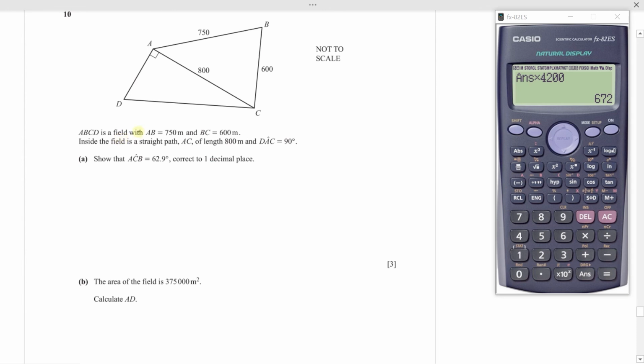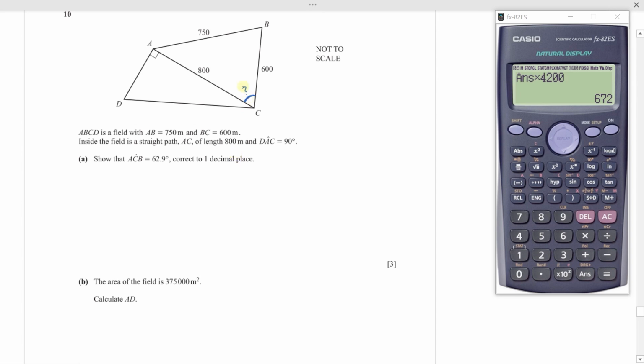Question number 10. ABCD is a field. You're given these lengths 750, 800, and 600. This angle is 90 degrees. Show that angle ACB is 62.9 degrees, correct to 1 decimal place. So angle ACB is this angle here. Now if I look at this triangle ABC, I know all three sides and I need to calculate the value of this angle. So I can use the cosine rule here.